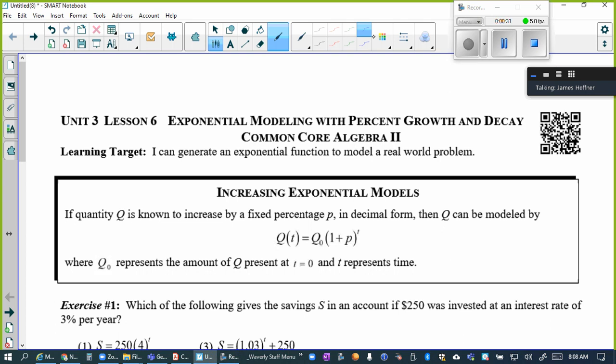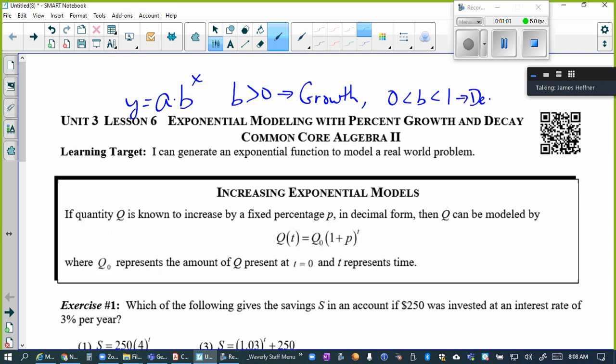We know about growth and decay exponentially, right? Our original simple model was y equals A times B to the X, right? And when B was greater than 1, you had growth, right? And when it was a fraction between 0 and 1, what'd you have? Decay, right? Okay.